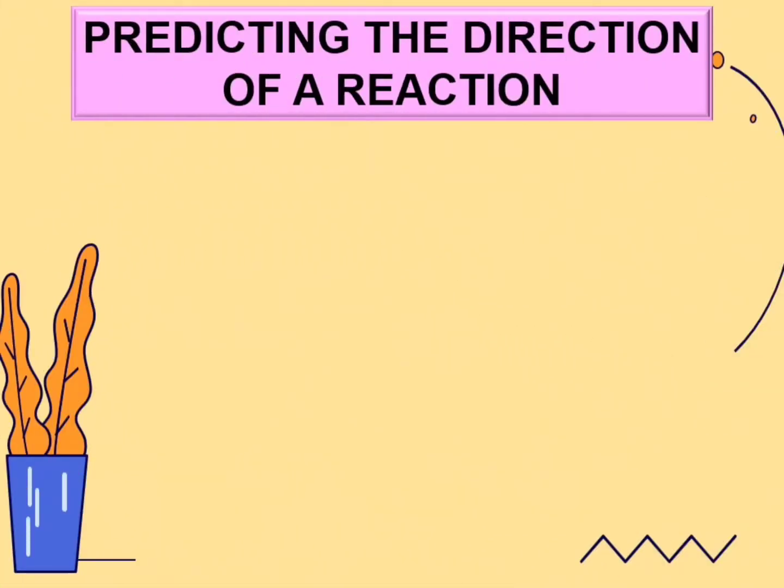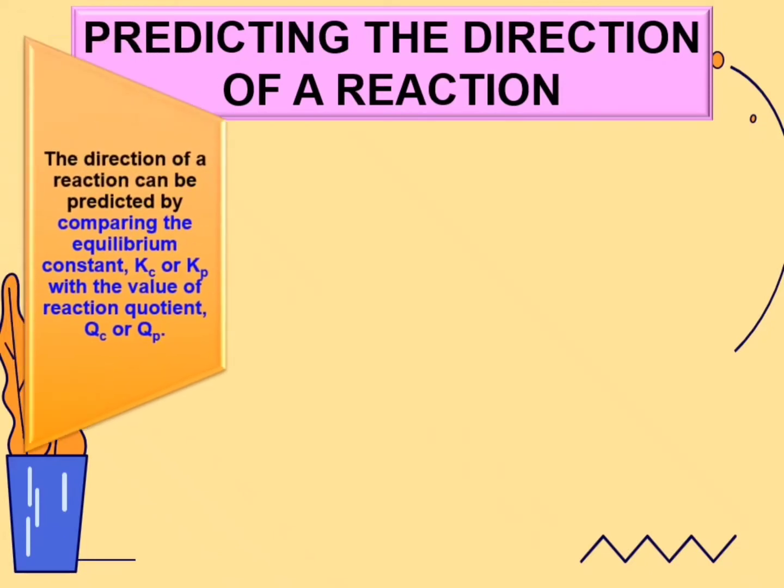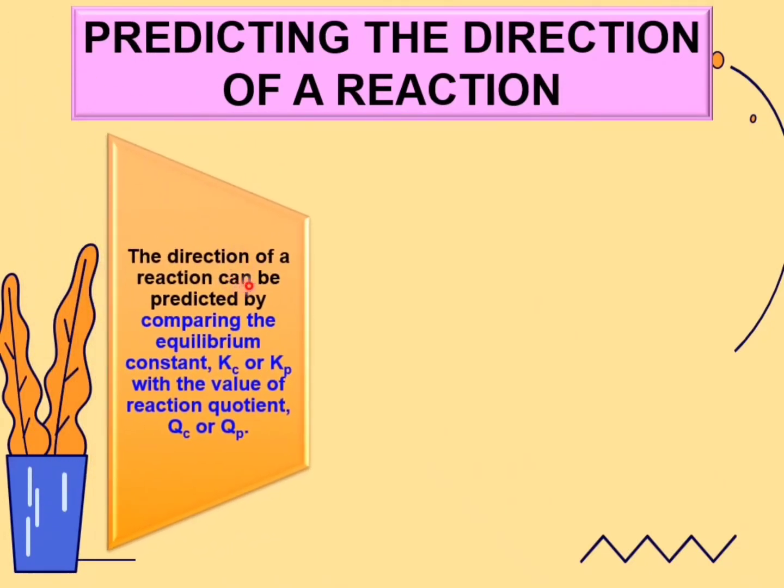Okay, now guys, we need to predict the direction of a reaction. Macam mana kita nak tahu jika sesuatu sistem itu tidak capai equilibrium? So, macam mana cara dia nak achieve equilibrium? Okay, so the direction of a reaction can be predicted by comparing the equilibrium constant Kc or Kp with the value of reaction quotient Qc or Qp. It means that Qc you need to compare with Kc, Qp you need to compare with Kp.